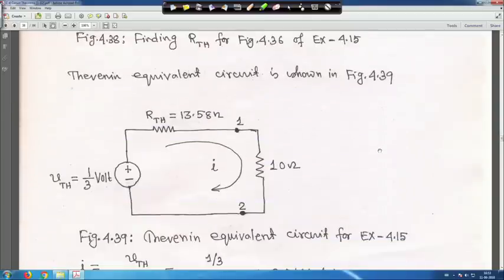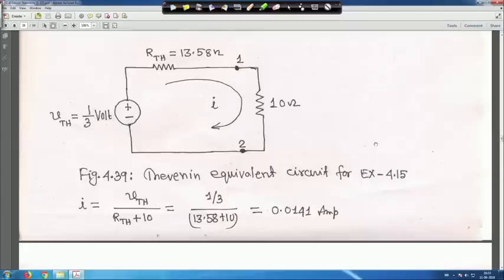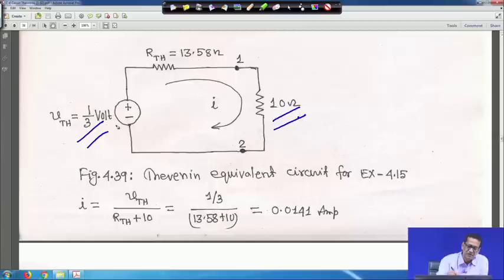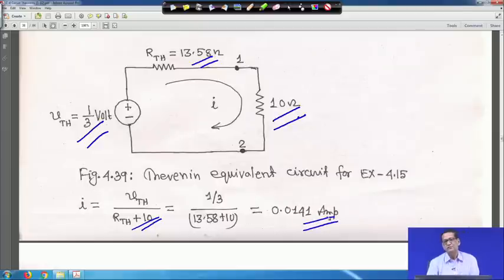And this 10 ohm is now connected here. This is your V Thevenin, 1/3 volt, R Thevenin is this one, and the 10 ohm is connected here with that. So, ultimately you will get V Thevenin by R Thevenin plus 10, right, is equal to 1/3 divided by 13.58 plus 10. So, this is actually 0.014 ampere. This is your I, right. So, this is easy to understand.